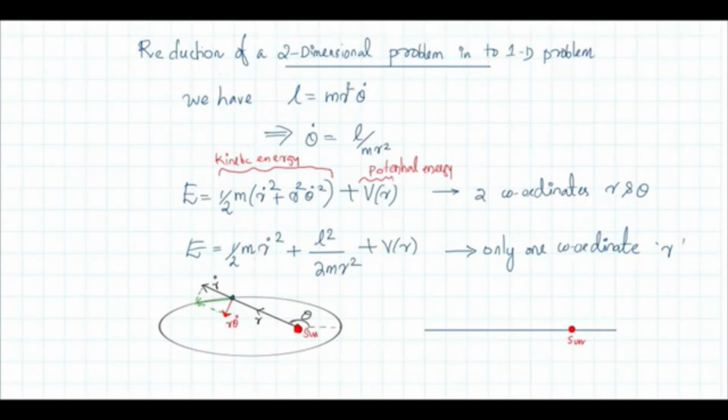Suppose your motion was in an elliptical trajectory, and suppose it is planetary motion. Suppose the sun is here and a planet is moving around the sun in an elliptical orbit. Its radial coordinate is r and its polar angle is theta. The variation of r with time, r dot, is in this direction, and the angular velocity r theta dot is in this direction. The resultant of these two will give you the actual velocity of the particle at any instant of time t.